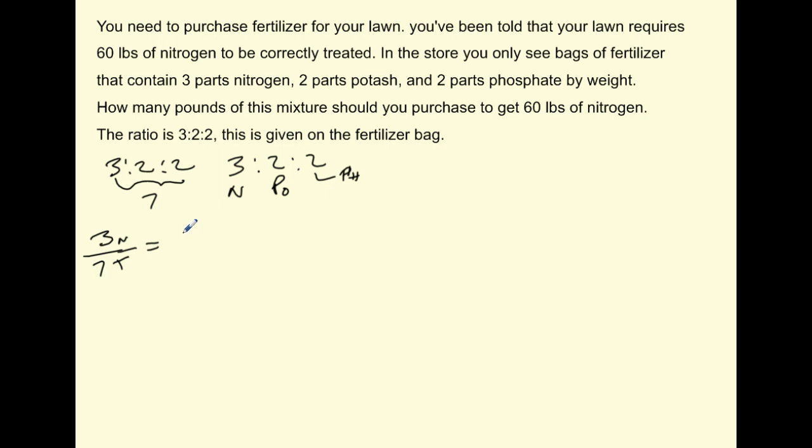And we're looking for how many parts of nitrogen. Well, we're given the part here of 60. 60 parts of nitrogen to the whole of what? Well, we don't know, because we don't know how big the bag is. So we'll call this X total, okay?